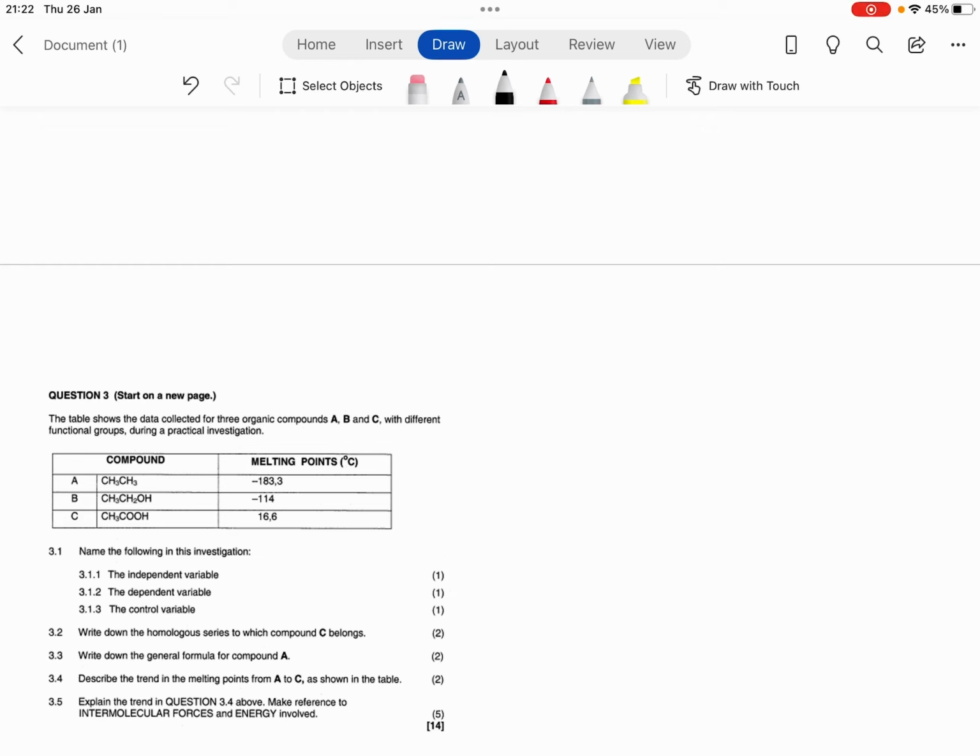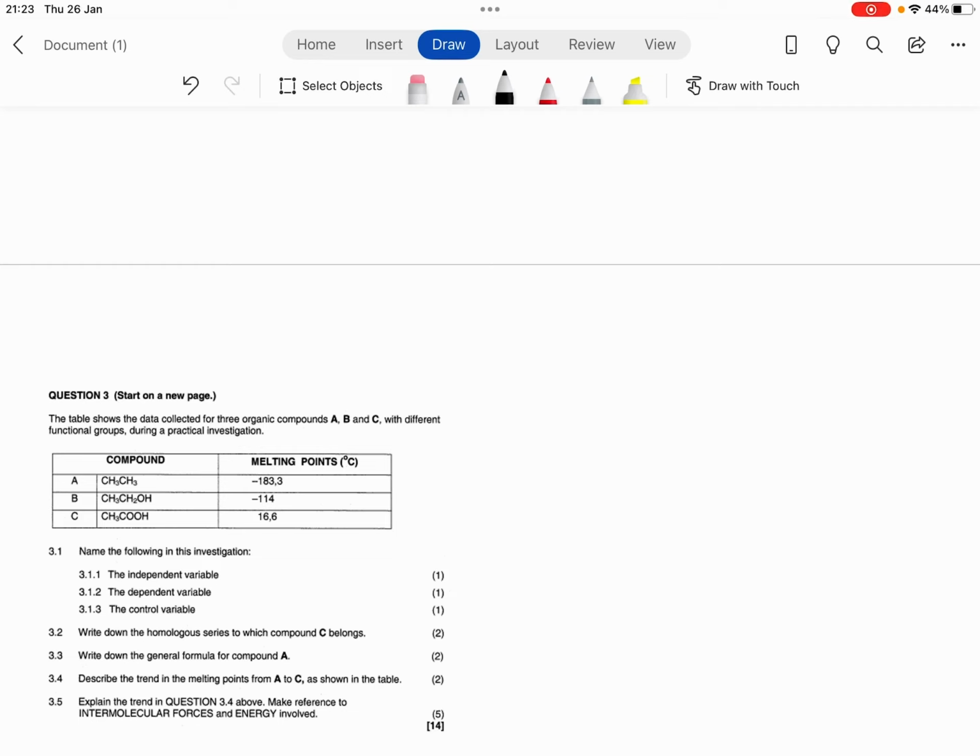Okay, so in this case, compound C has 2 O's in it, so 2 oxygens. So to me, it's either going to be a carboxylic acid or an ester. Because the 2 oxygens fall after the last carbon and not between 2 carbons, it's telling me it's not going to be an ester, because an ester would have had the oxygen between the 2 carbons. It's telling me it's going to be a carboxylic acid. So 3.2, write down the homologous series to which compound C belongs.